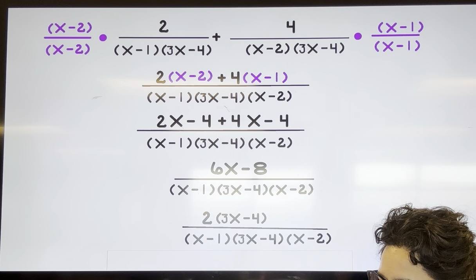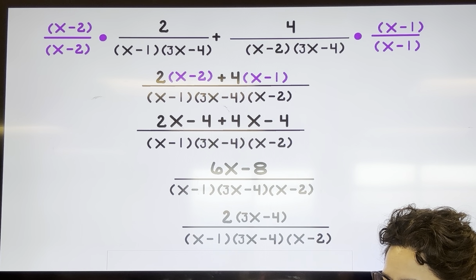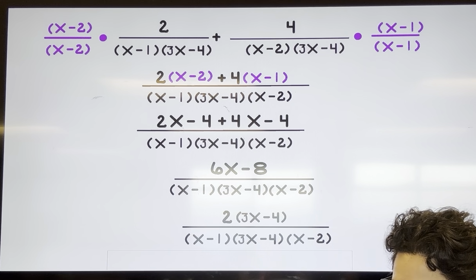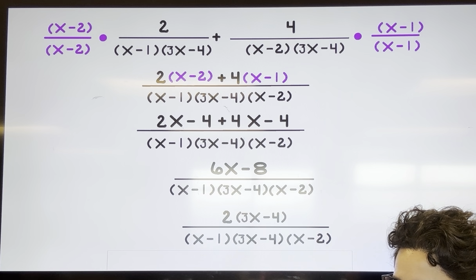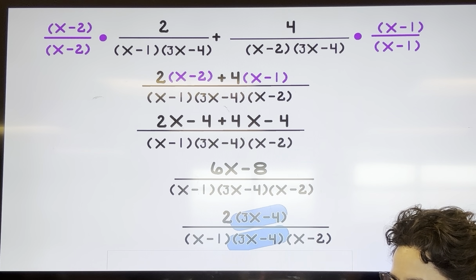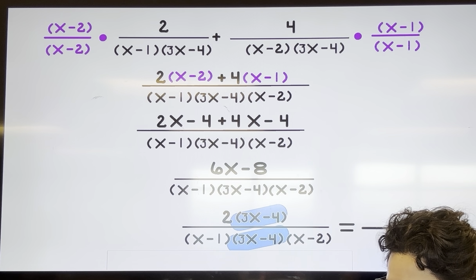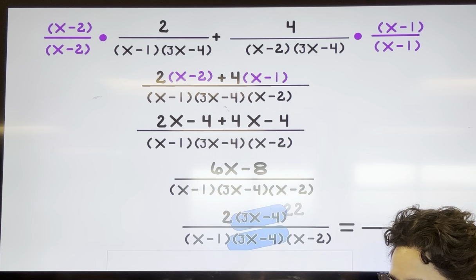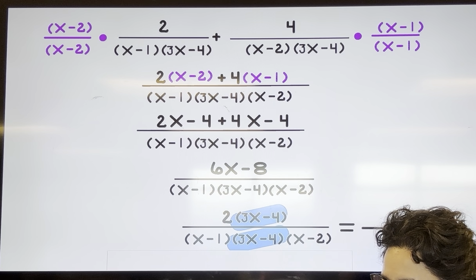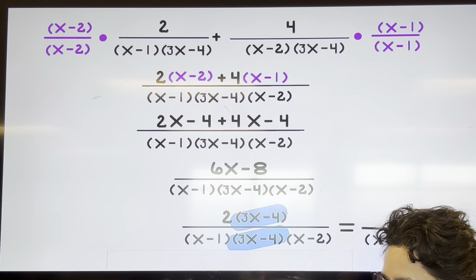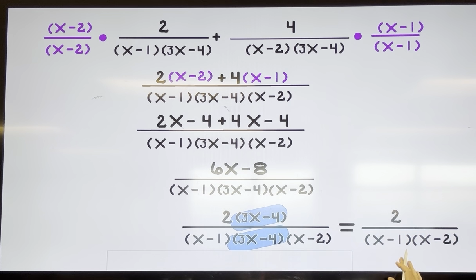But we now see that something is going to cancel. The 3x minus 4 and this 3x minus 4 are going to cancel. So I'm going to go boom. This one's gone and that one's gone. So this is going to end up equaling: we have 2 still in the numerator. And then in the denominator, I have this x minus 1 and the x minus 2. And we have our final answer.